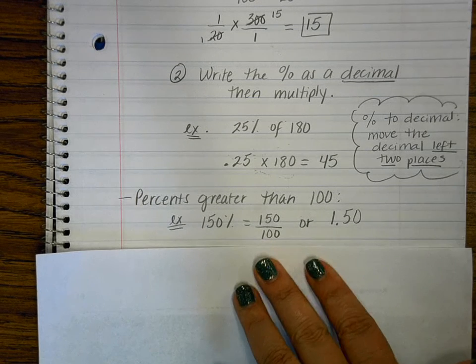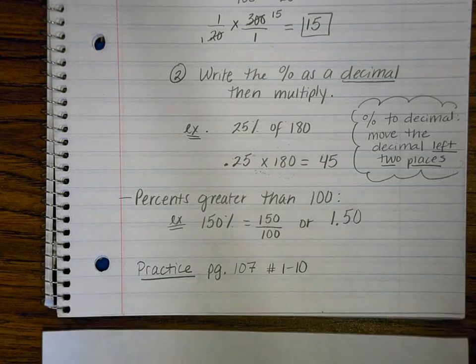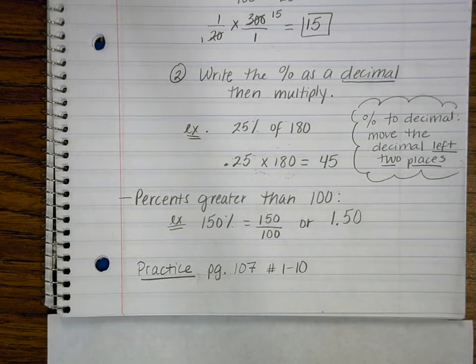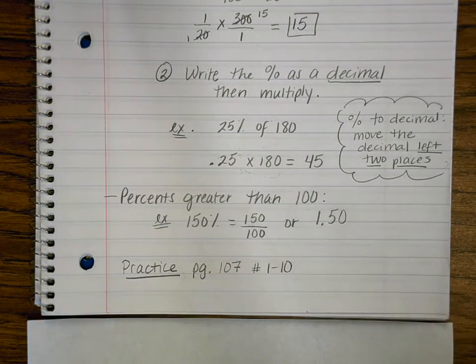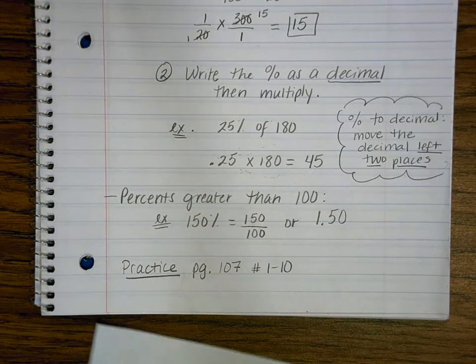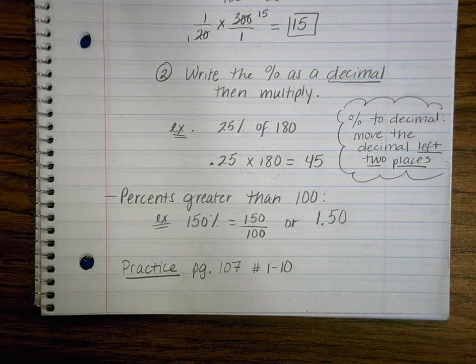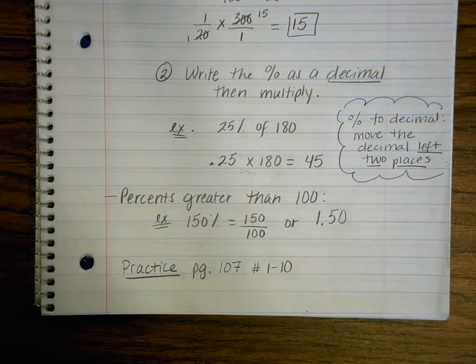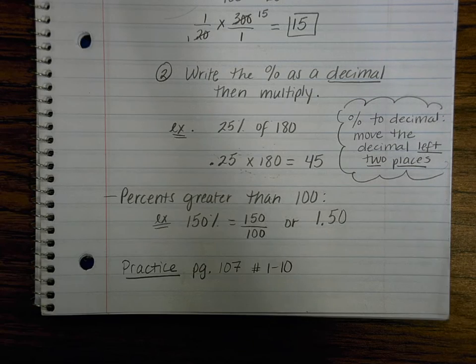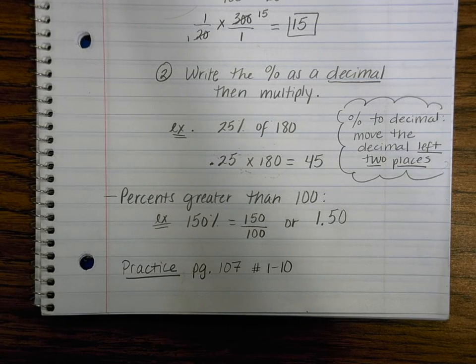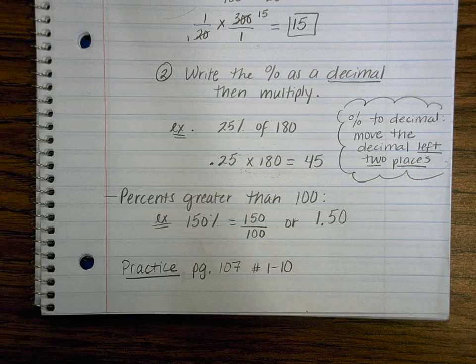Okay? Alright, so we're going to do practice on 107. So go to 107. We're going to just look at 1 through 10. So it says independent practice 107.